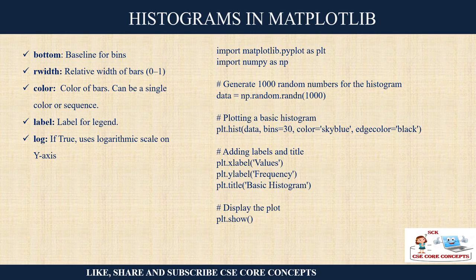Let us generate 1000 random numbers for a histogram using the NP, that is the NumPy library. So random number 1000, and we will be plotting the basic histogram by passing the data. I am calling the hist function and passing the data. Bins is 30 intervals, color is sky blue, I want edge color black, and simply the X label, Y label and the title.